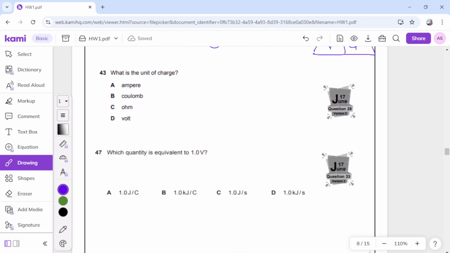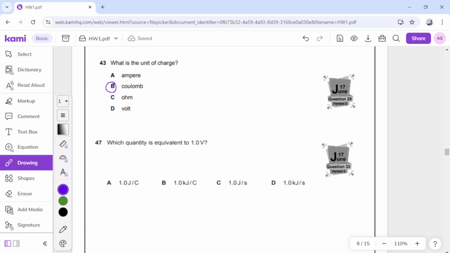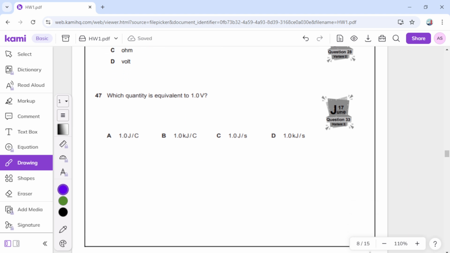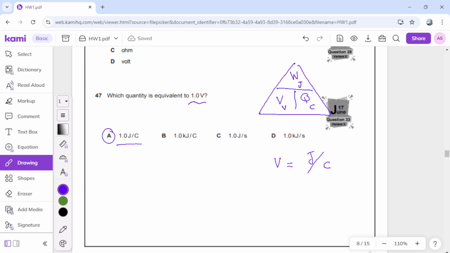What is the unit of charge? Coulomb. Which quantity is equivalent to 1 volt? We have to use the triangle. Volt for V, work in joule, charge in coulomb. So, as I said in the class, volt equals joule per coulomb. So 1 volt equals joule over coulomb. This is the correct answer.